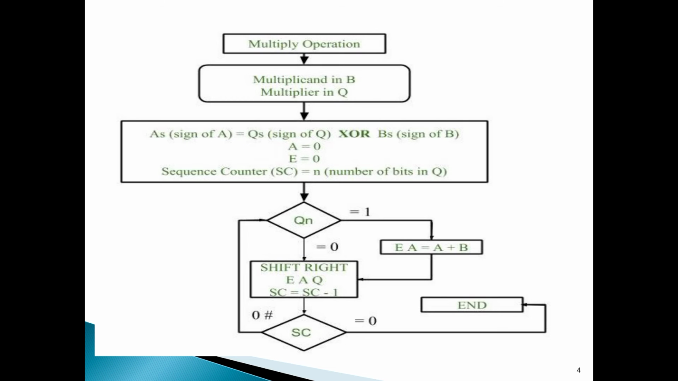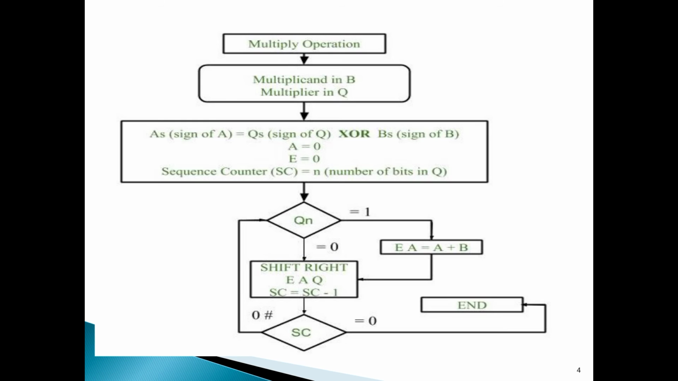If it is 0, there is no need to add A and B; directly go to the shift right operation for EAQ. If it is 1, perform the addition operation, and after that, perform the shift right operation for EAQ. Then decrement the sequence counter. After decrementing, check the sequence counter again. If it is 0, go to end. If it is not equal to 0, the process continues until the sequence counter is equal to 0.